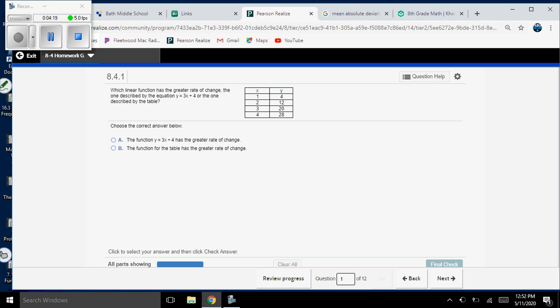It says which linear function has the greater rate of change, the one described by that equation or the one described by the table.